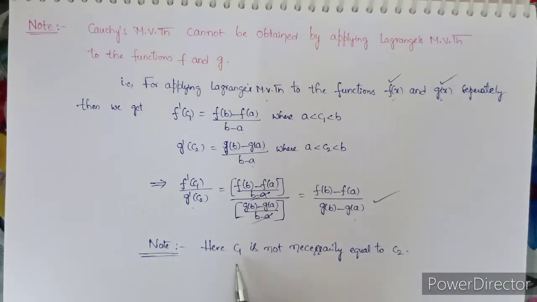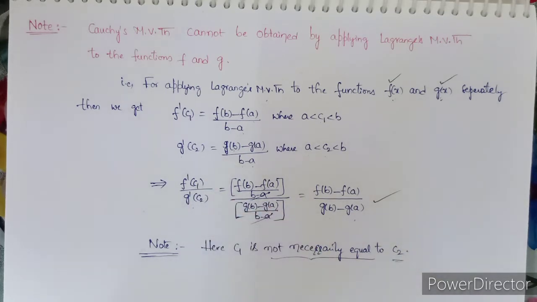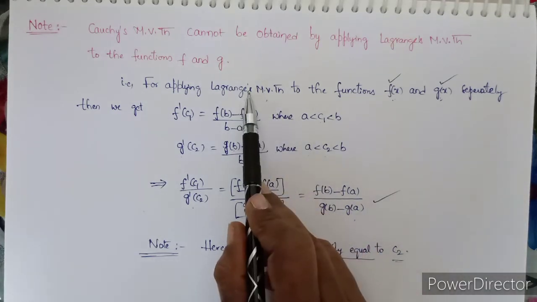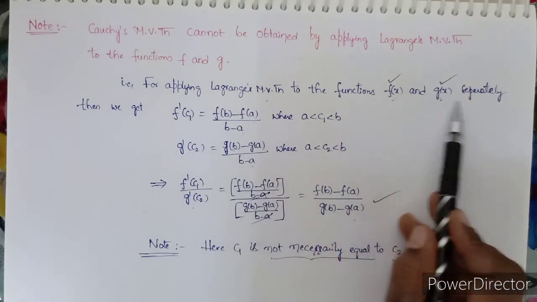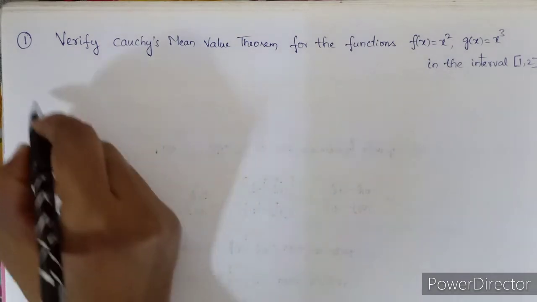But here, a very important note is c1 is not necessarily equal to c2. These two values may not be equal in some cases. That is why you should not apply Lagrange's mean value theorem for these two functions separately. These are the two important notes regarding Cauchy mean value theorem. See some problems.